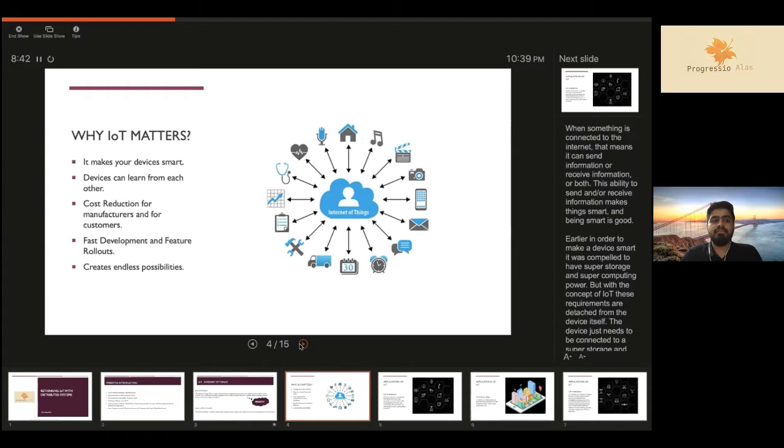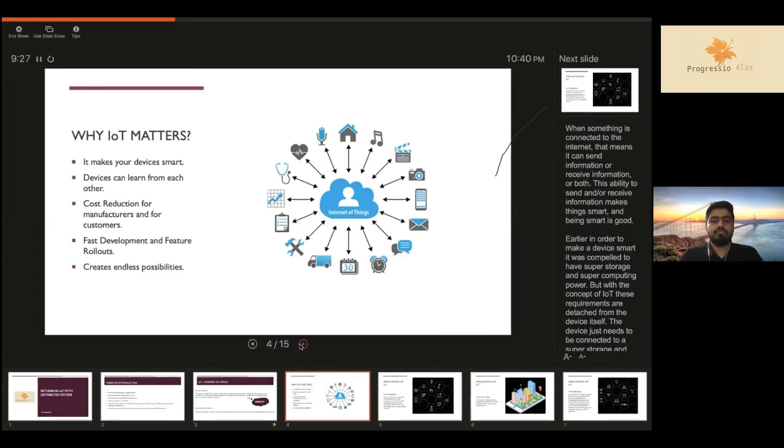When we go back in time, when we had simple devices, simple cell phones, those were the times when making a device smarter compelled you to have storage or computing power inside the device itself. But with the concept of IoT, these requirements are detached from the device, and now the device just needs to be connected to the internet, and at the back of it, it can have storage and a supercomputer that is the brains of the entire ecosystem.